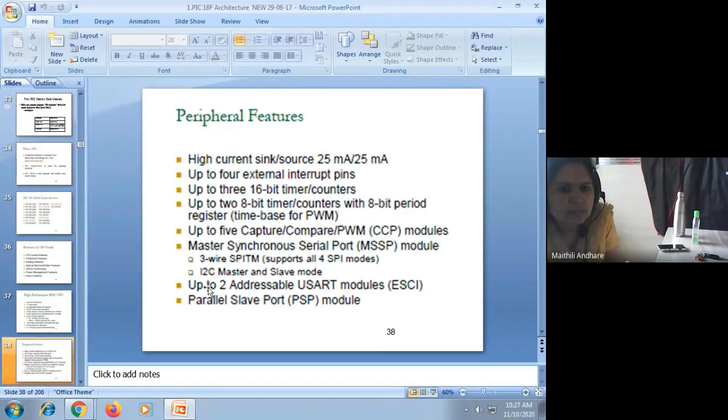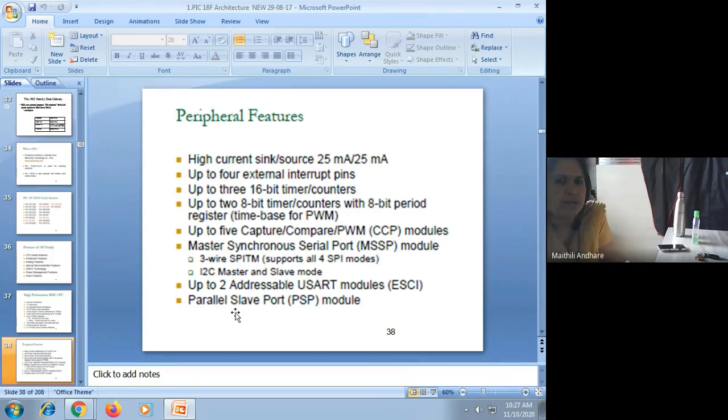Then up to two addressable UART modules are available. We studied UART at the time of the 8051. The 8051 has only one UART module. Okay. So here a synchronous as well as asynchronous receiver transmitter module is available. A parallel slave port is also available, which is known as PSP.